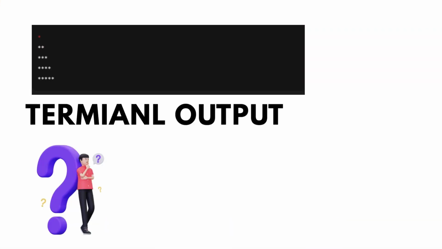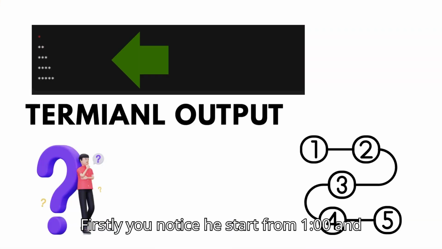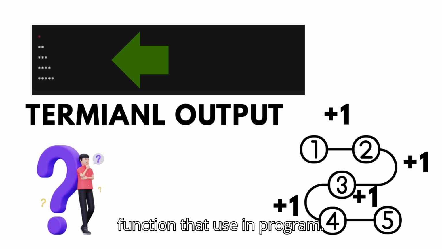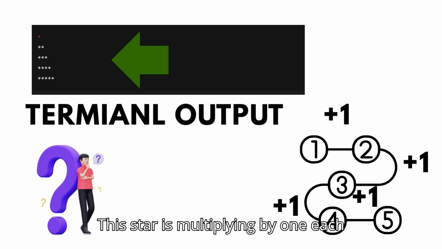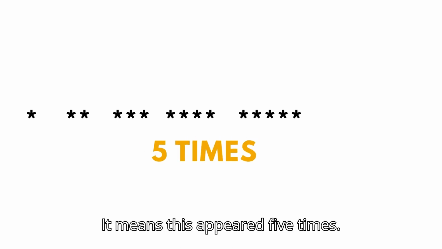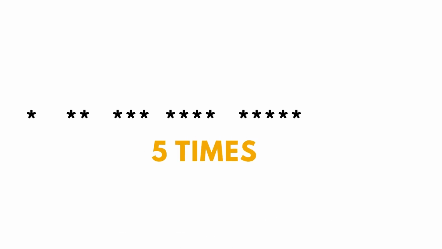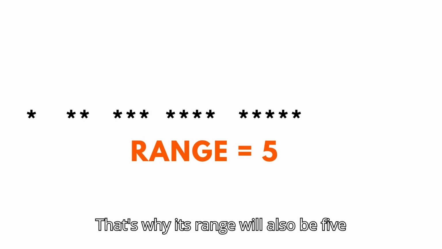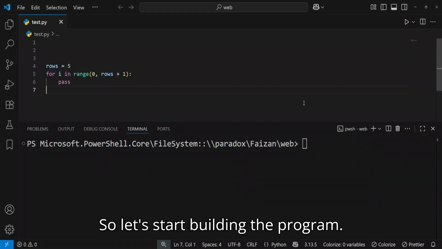So what do you do? Firstly, you notice it starts from 1 and ends with 5, which means the range function is used in the program. This star is multiplied by 1 each time. It means this appeared 5 times. That's why its range will also be 5 times. So, let's start building the program.